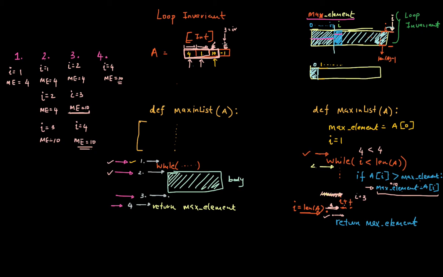Because if I is now 4, it's pointing at this space right here, which means that everything up to I minus 1 has been looked at. Whatever maximum element I'm using as a local variable should contain the maximum of the list that has been looked at. In which case the maximum element is 10, and I'm just going to return whatever the max element is back to whoever called this function.